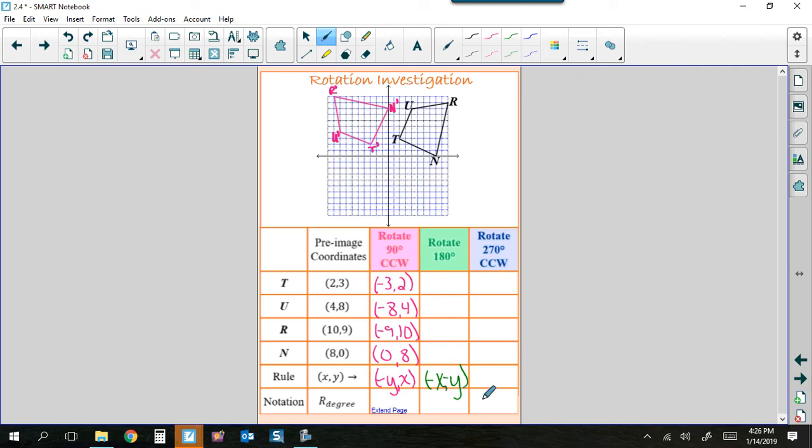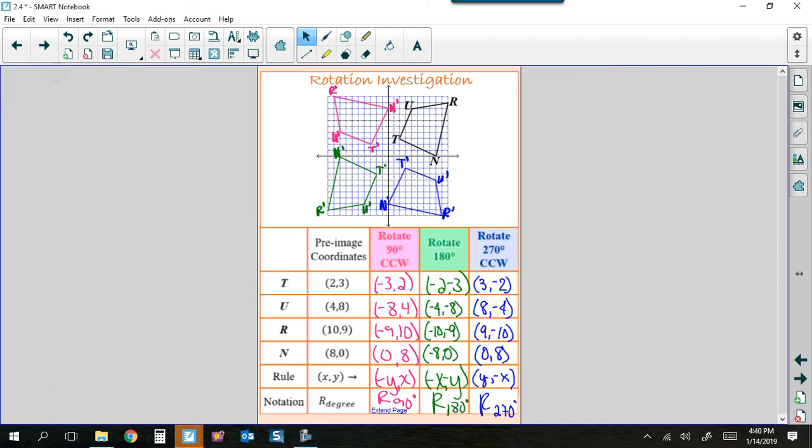So sometimes students like using the rule a little bit more than the graph. Rotations are a little bit harder to visually see as you're working through them. So T is at +2, +3. The image is now going to be at -2, -3. So why don't you go ahead and pause this and see if you can come up with the rest of this table. Wish you luck, and we'll see you on the other side.